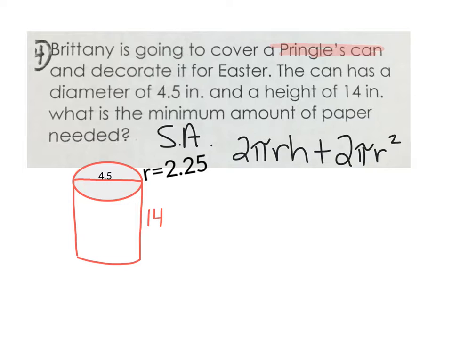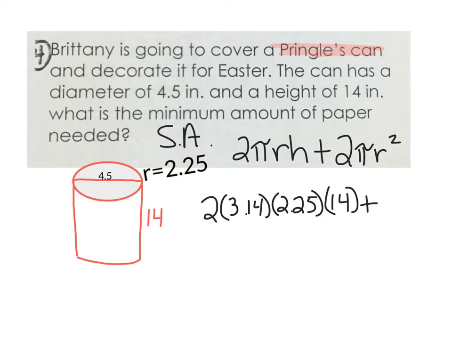So we have 2 times pi, which is 3.14, times the radius, 2.25. I hope I don't run out of room. This is going to be a lot of numbers, but it's okay. 14 plus 2, 3.14, and I might run out of room.